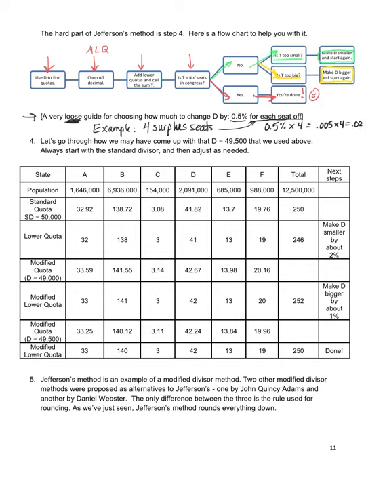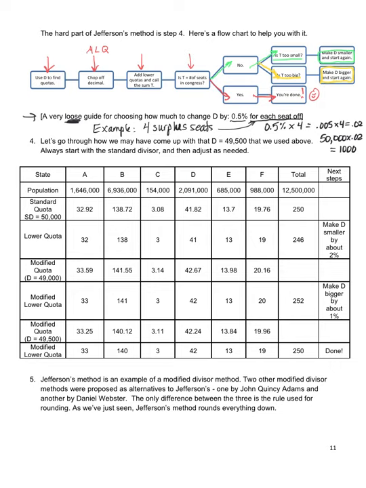So that's how much we want to change our divisor by. Remember, our divisor was 50,000. So we want to take 50,000 times 0.02. And again, on your calculator, that's equal to 1,000. Not 1,000 seats, but 1,000 people per seat, because this is how much we're changing our divisor by.